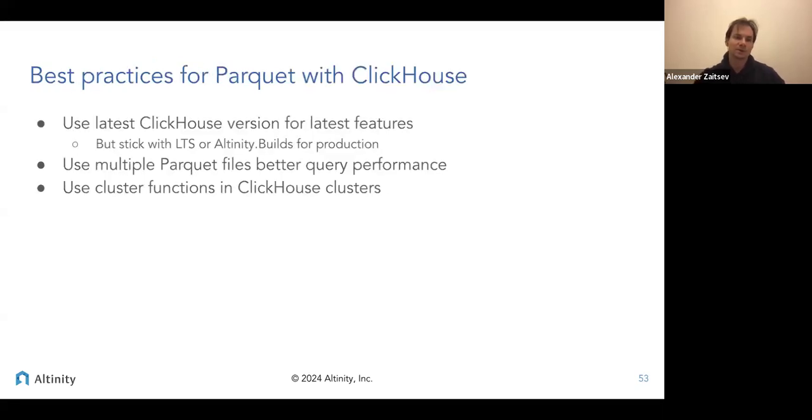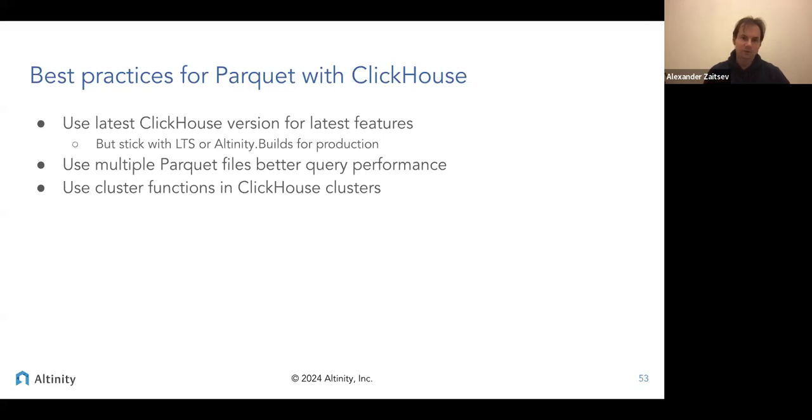Some best practices at the end. We usually recommend using the latest ClickHouse version for the latest features, because ClickHouse evolves very rapidly. Some results that I could get 6 months ago are not true anymore. I always have to retest and recheck with the latest ClickHouse version. But if you go to production, then you need to be more conservative, and we highly recommend using LTS or Altinity builds for production, which are released with a 6 months cadence.